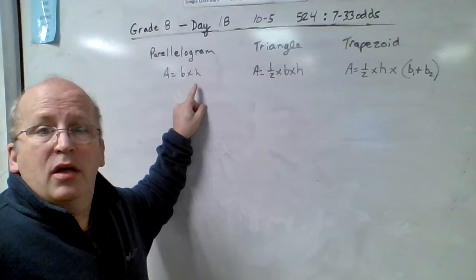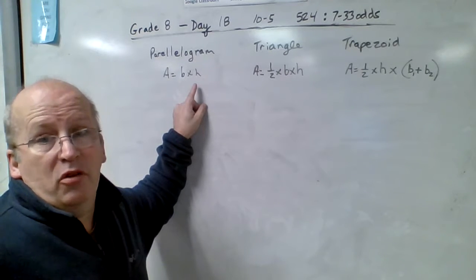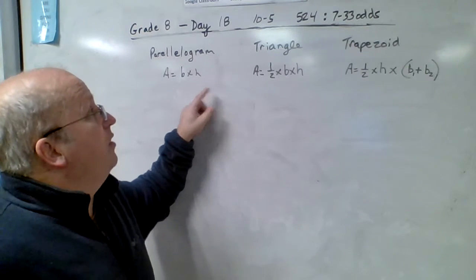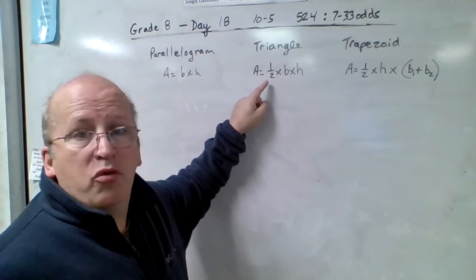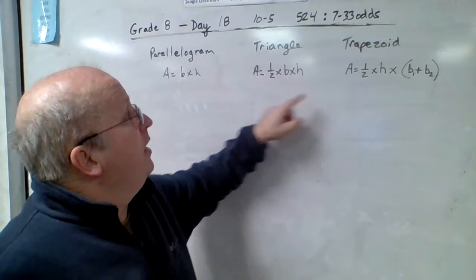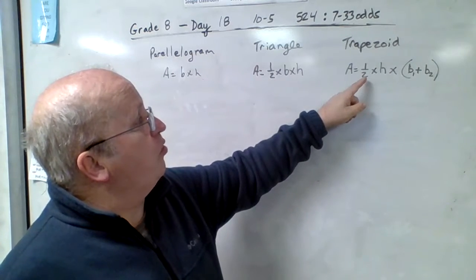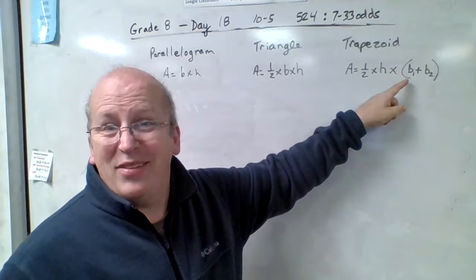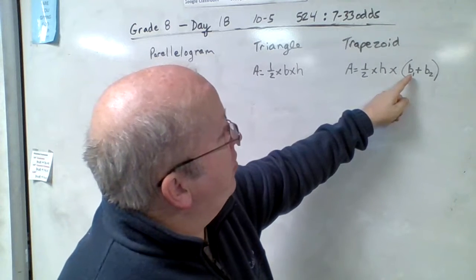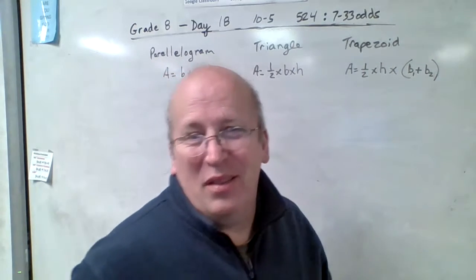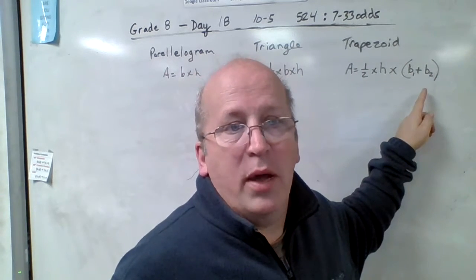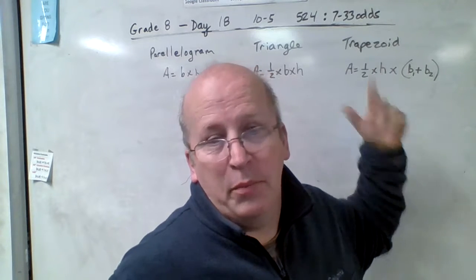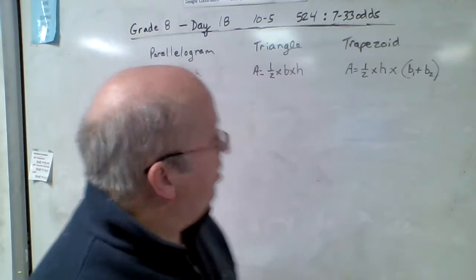Area equals the base times the height. The question is, what is the base and what is the height? For a triangle, it's area equals 1/2 times base times height. And for a trapezoid, it's area equals 1/2 times height times the adding up of the two bases. In your book, it says A plus B, but they're bases, so I decided to write B1 and B2 up here. Same difference.